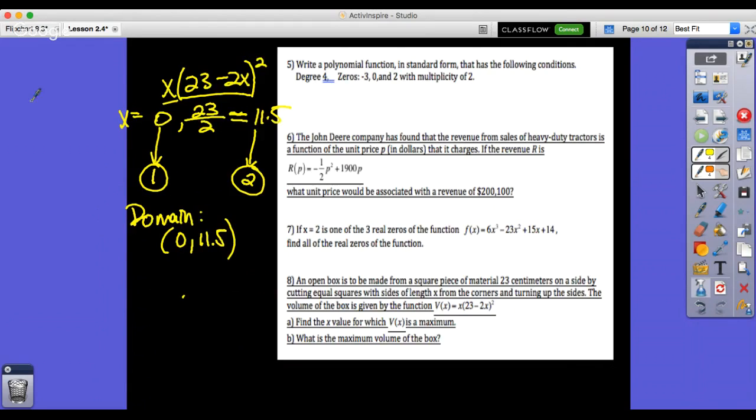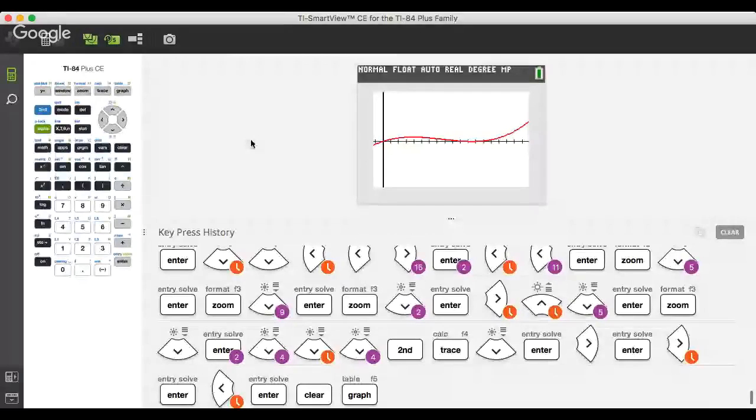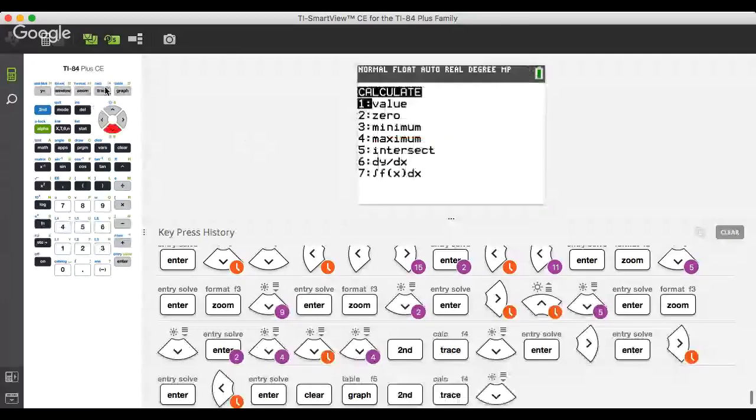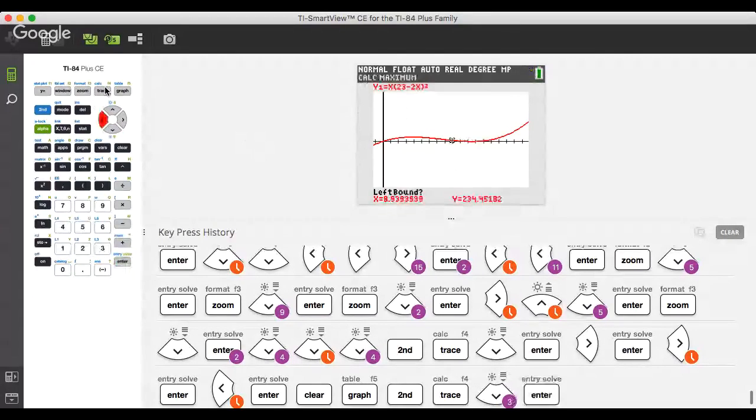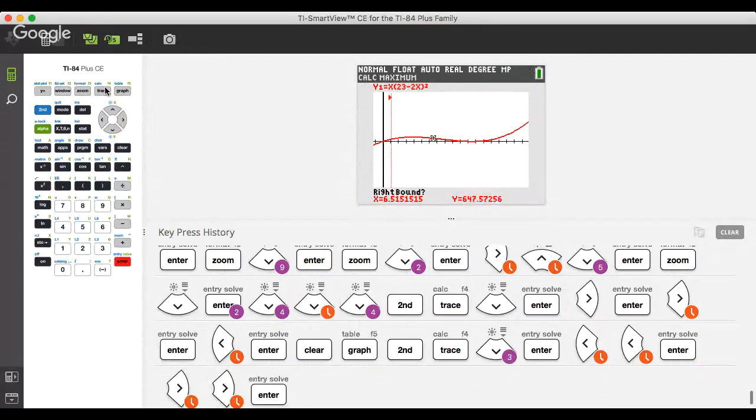Now our maximum becomes much easier, because now we just simply go to the equation and do the second trace. Then where do we go? Maximum. Cool. We'll go left bound, we'll go right bound, and we'll guess it. And there you are. So let's talk about what it's saying here. What's the maximum volume? 901.3 centimeters cubed. Correct. Nice.